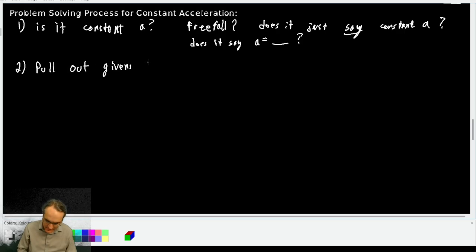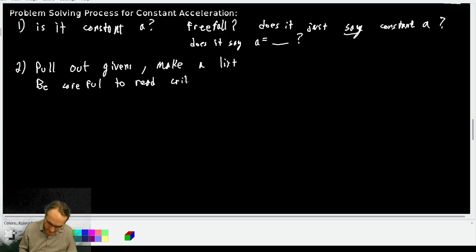pull out given quantities, make a list. You saw me do this with practice problems during class. I very carefully am listing out, here are the things that have all been given. Be careful to read critically. If you see, for instance, from rest, then you can immediately say v initial is 0, for instance. Vice versa.